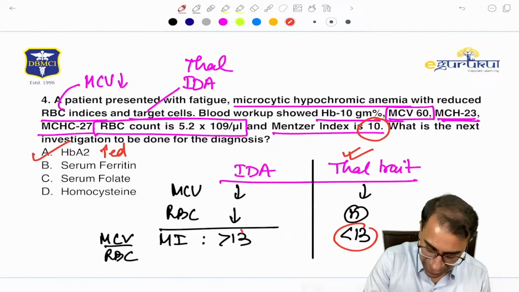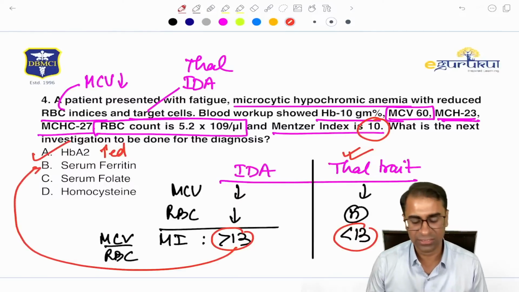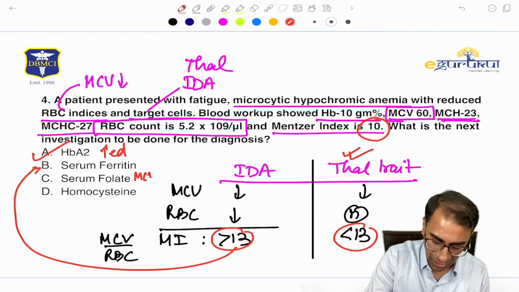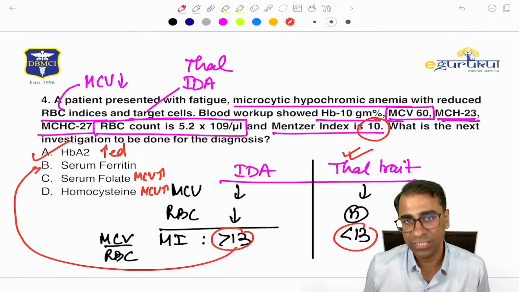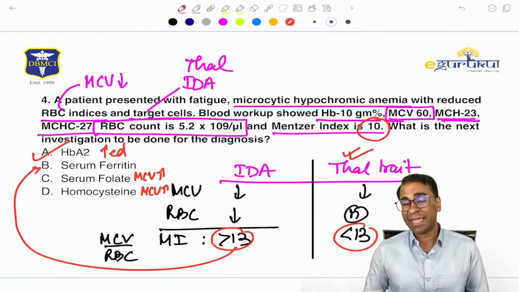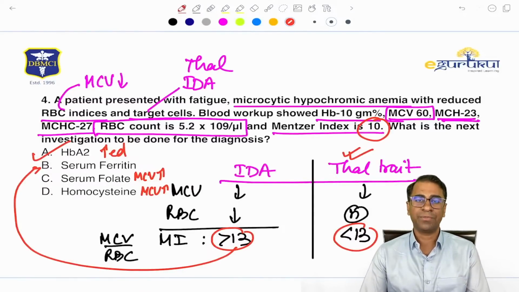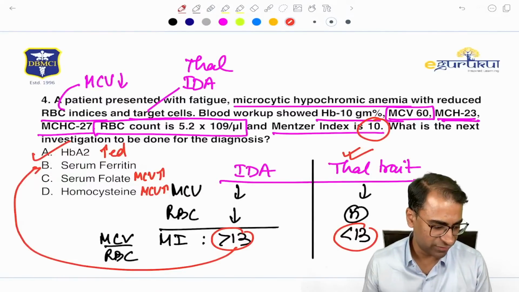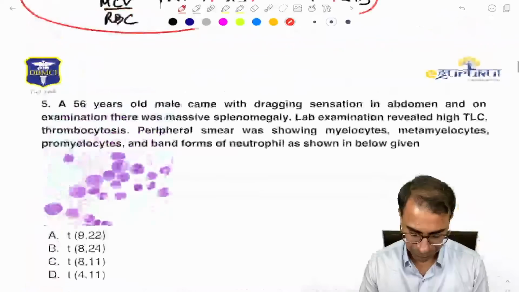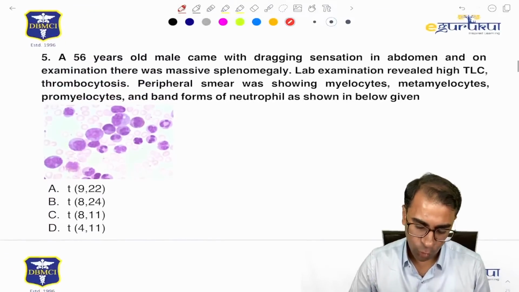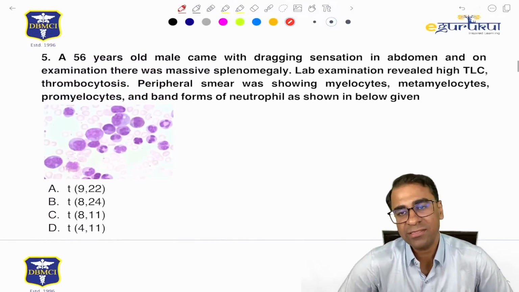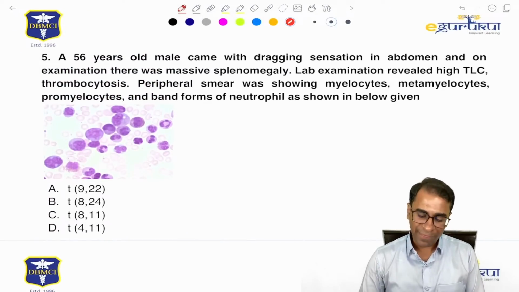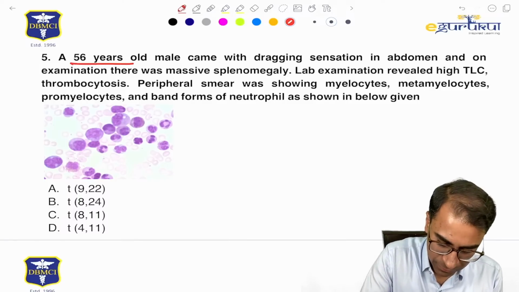You would have done ferritin levels in iron deficiency. Folate, if the MCV would have been high, and the same with homocysteine, because hyperhomocysteinemia can sometimes lead to B12 deficiencies. Okay? Let's go.